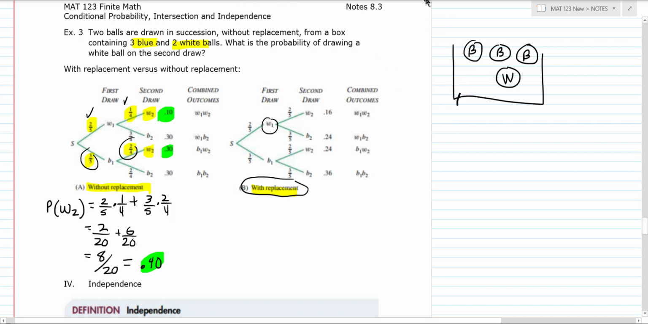All right, and let's say that you got a blue on the first. So what you would do is you would take out the blue, and then you would put it back in. That's with replacement.